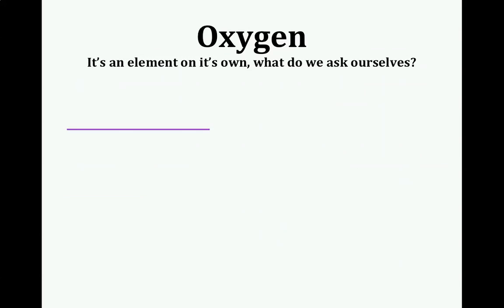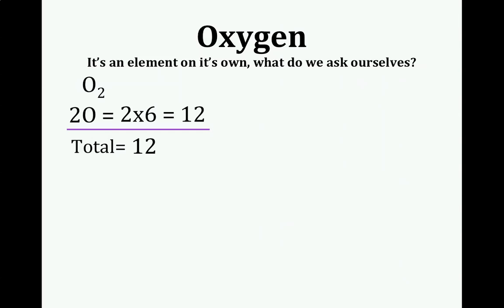Oxygen, this is on its own, so we always ask ourselves, is it a diatomic molecule? And sure enough, it is one of those magical 7, so it's O2. So I'm going to look at where it is on the periodic table. It has 6 valence electrons. It's in the 16th column. So I have 2 times 6 is 12, so I'm going to look for a total of 12 electrons.